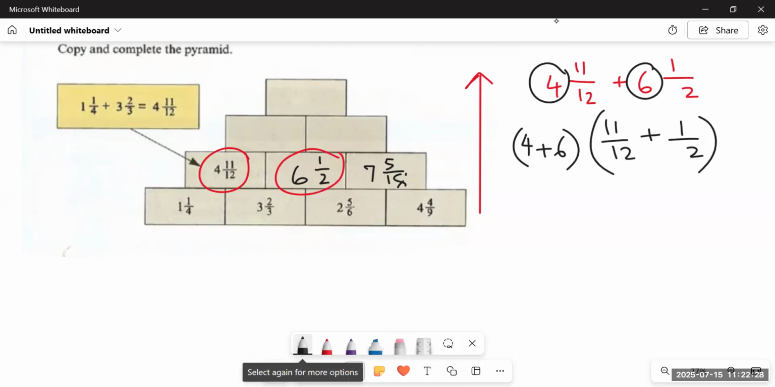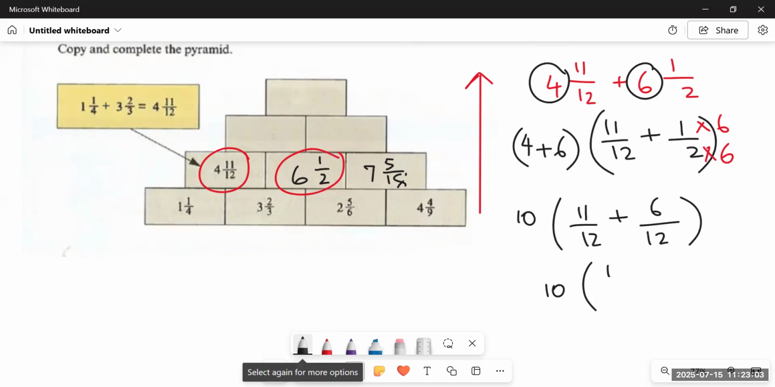Now what to do next? Why am I doing that? Because when I multiply 4 with 12, it becomes 48, and 48 plus 11 is 59, which is quite a big number. If we separate them and solve the fractions separately, it becomes easier for us to solve further. Now, all we need to do is make the denominator same. So we'll multiply only 2 by 6. It gives us 4 plus 6 is 10 whole, 11 upon 12 plus 6 upon 12, then 10 whole, 17 upon 12.